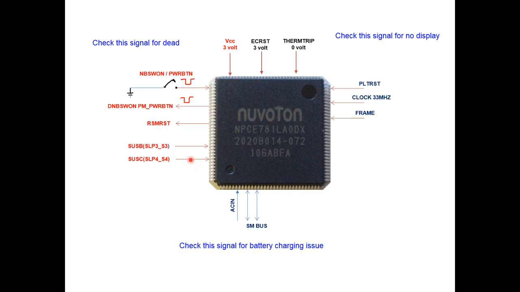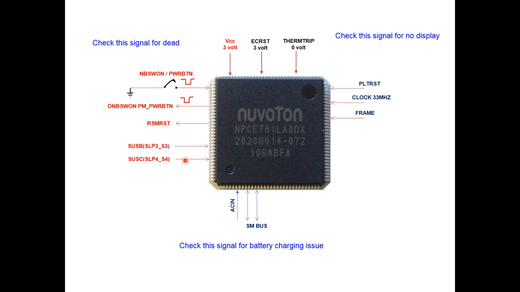The next thing is the SLP_S3 and SLP_S4 signal, the sleep wake up signal. These are the two wake up signals coming from the PCH. So when the power button is pressed, the SIO sends out this PM power button signal to the PCH, asking for confirmation to turn on the laptop. At that time the PCH sends these two signals, SLP_S3 and SLP_S4, and when the SIO receives these signals, at that time the SIO turns on the power supplies.